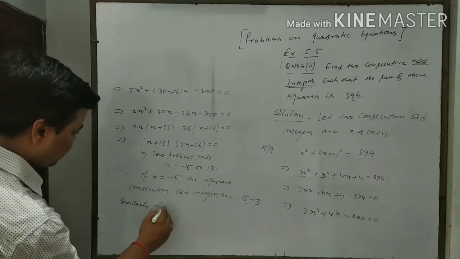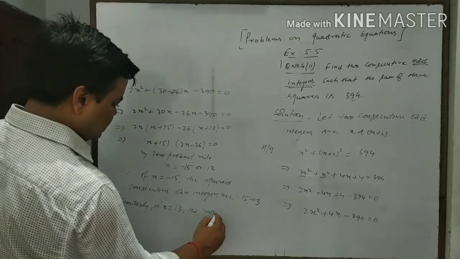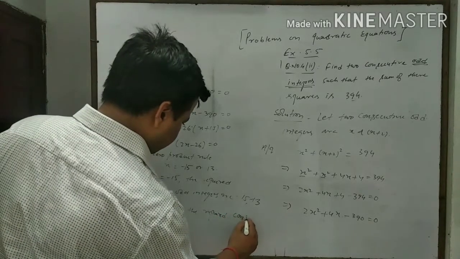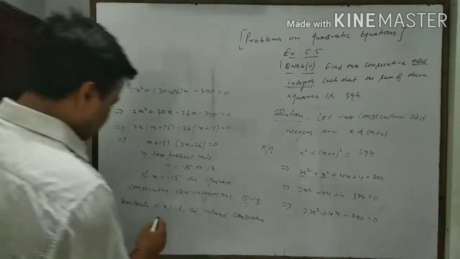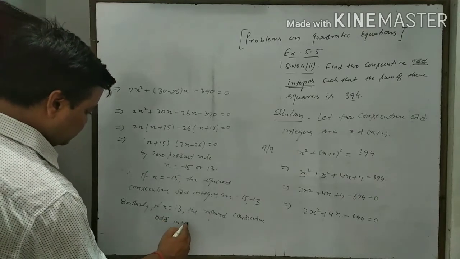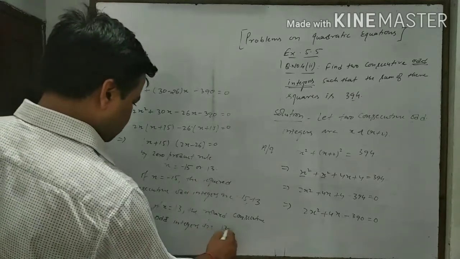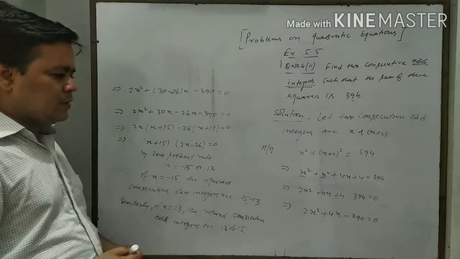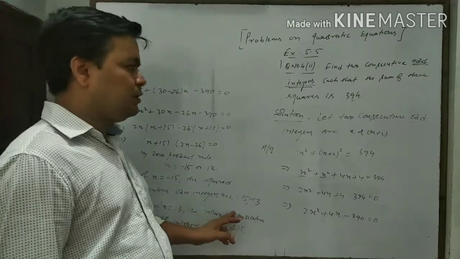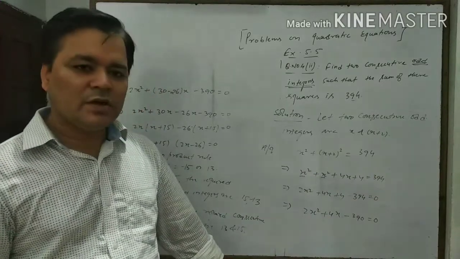Similarly, if x is equal to here 13, then the required consecutive odd integers are what? That is 13 and 15. Okay, it means this type of two consecutive integers are possible whose square is equal to 394. And this way we can solve the question.